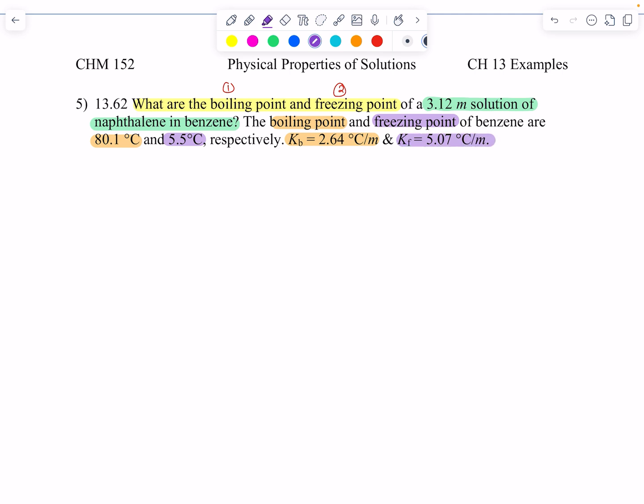All right. So when we're changing the boiling and freezing points, we should look at number 1 first, which is the boiling point. Delta T equals KB times M times I. Now, naphthalene and benzene. What are these types of compounds? This is the tough part. What is naphthalene? Is naphthalene an ionic compound? It's not one we know. Is it an acid? Is it a base? Not that we know at this point in Chem 2. So these are going to be molecules, and so I is going to be 1 because they are molecules.